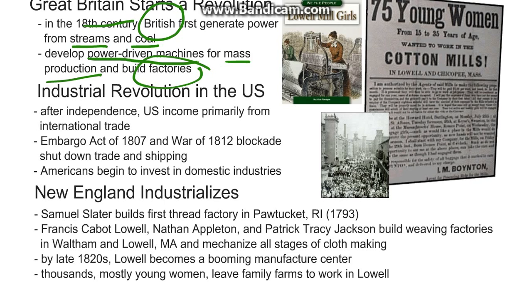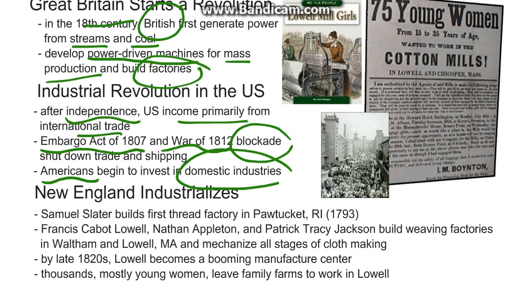The Industrial Revolution in the United States happens because of a few different reasons. After American independence, U.S. income was primarily from international trade. But the embargo of 1807 and the War of 1812 blockade shut down trade and shipping in the United States and hurt American merchants, who decide to create domestic industries where they don't have to buy anything from other countries.